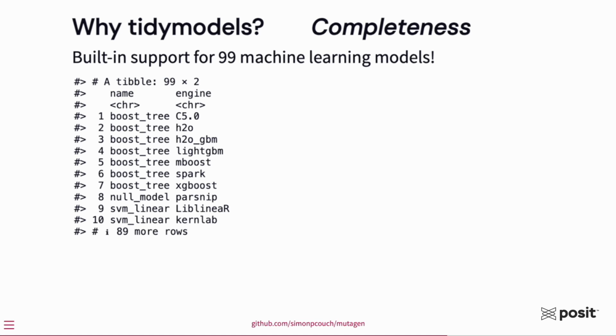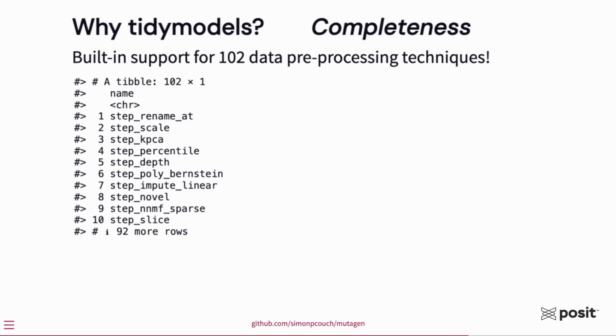Another reason to use Tidy Models is completeness. There's built-in support for 99 machine learning models once you load the Tidy Models packages, and there are even more if you load extensions that are contributed by the community. Tidy Models is also complete with reference to data pre-processing techniques. With the 3 main packages for pre-processing that are loaded when you load Tidy Models, we load in 102 different ways to process data that comes in raw and turn it into something that a model knows what to do with.